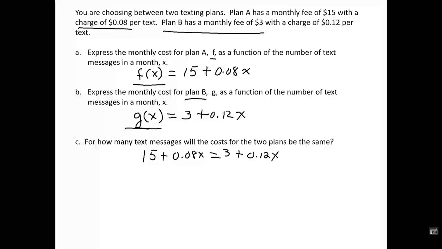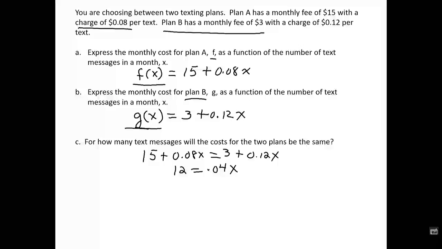So if we solve this for x, 15 = 3 + 0.08x. If I transpose the 3 to the left-hand side, I have 12 is equal to, if I transpose 0.08x to the right-hand side, that's 12 cents minus 8 cents, which is 4 cents, 0.04x. So this is what I have so far.